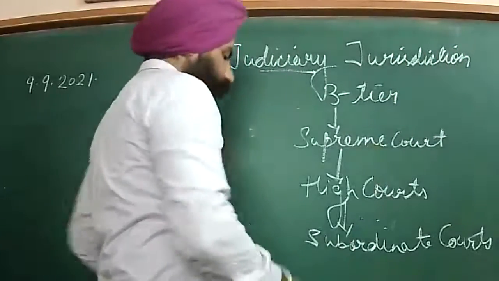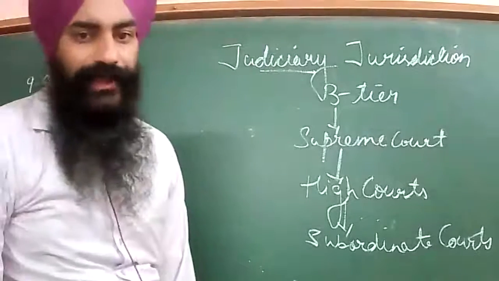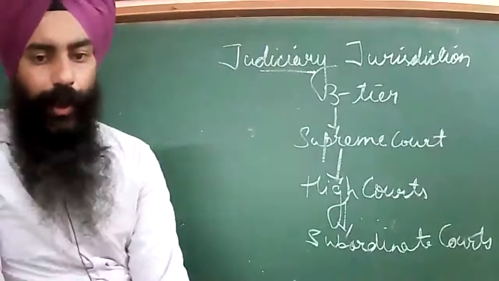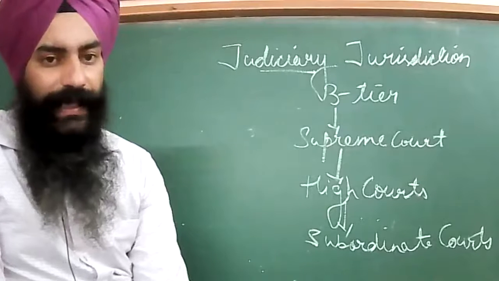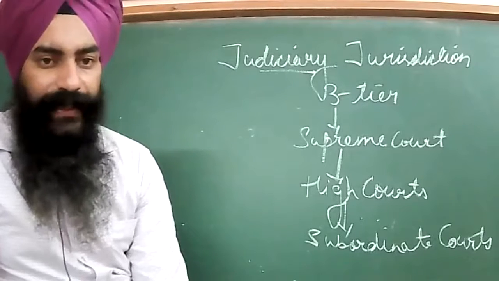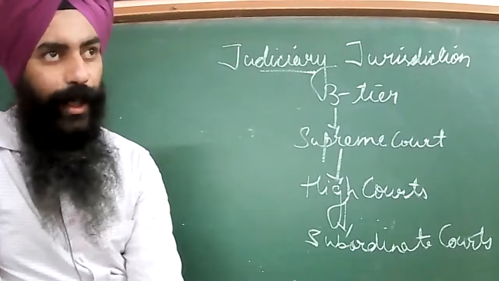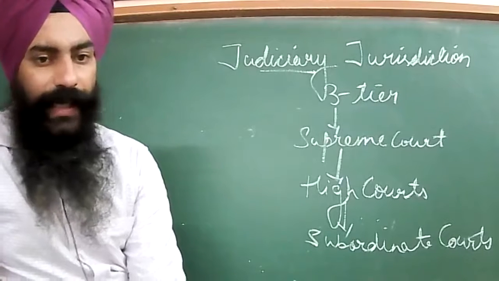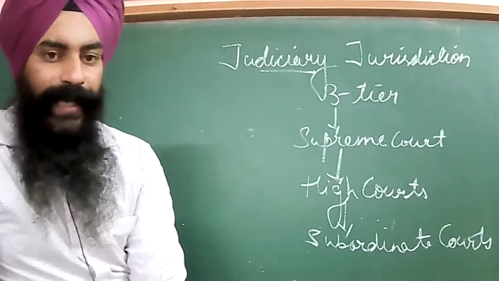So there are three jurisdictions. The three important parts of the Supreme Court are original jurisdiction. What does it mean? A certain number of cases can be introduced directly in the Supreme Court, neither in a subordinate court nor in a high court. These can be introduced directly in the Supreme Court.